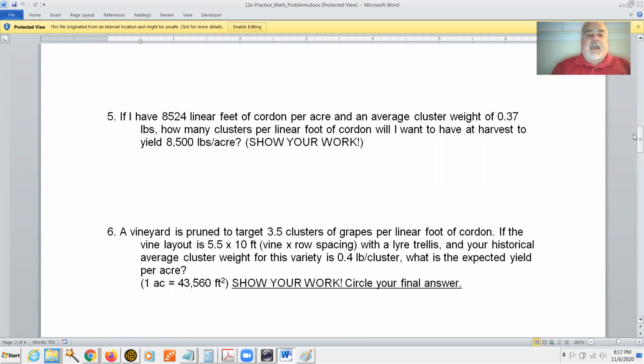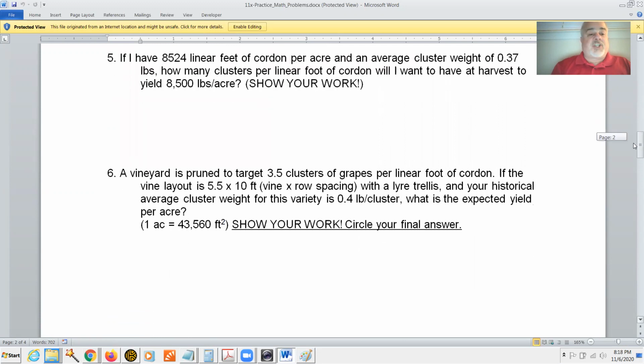If I have 8524 linear feet of cordon per acre and the average cluster weight of 0.37 pounds per cluster, how many clusters per linear foot of cordon will I want to have to harvest, to have a harvest of the 8,500 pounds per acre. We did one just like that. Again, it's just different numbers.